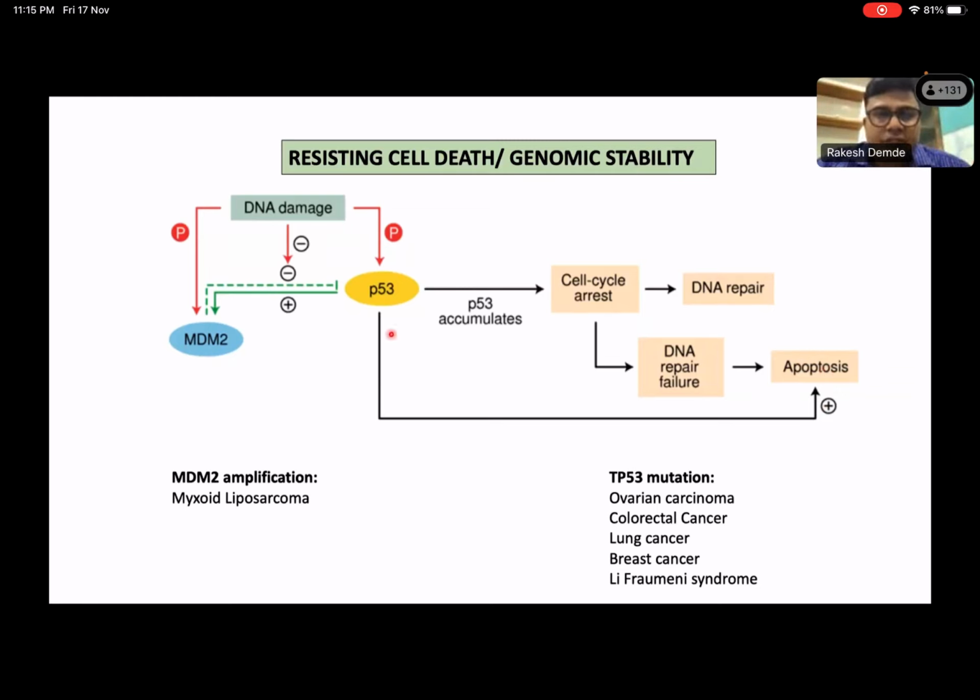So P53 is a control of apoptosis, or cell death. Then what is this MDM2? MDM2 is a gene which controls this P53. It will cause degradation of P53. So basically, it is a brake on P53 functioning.